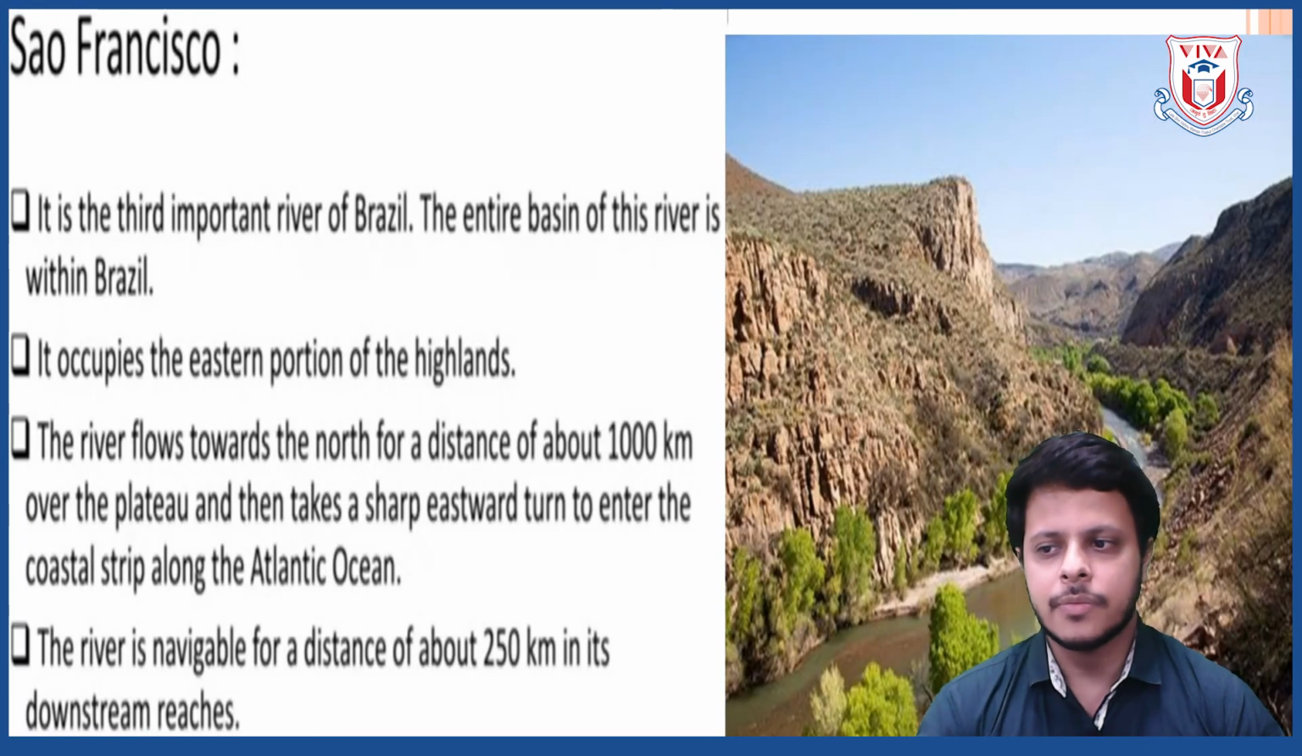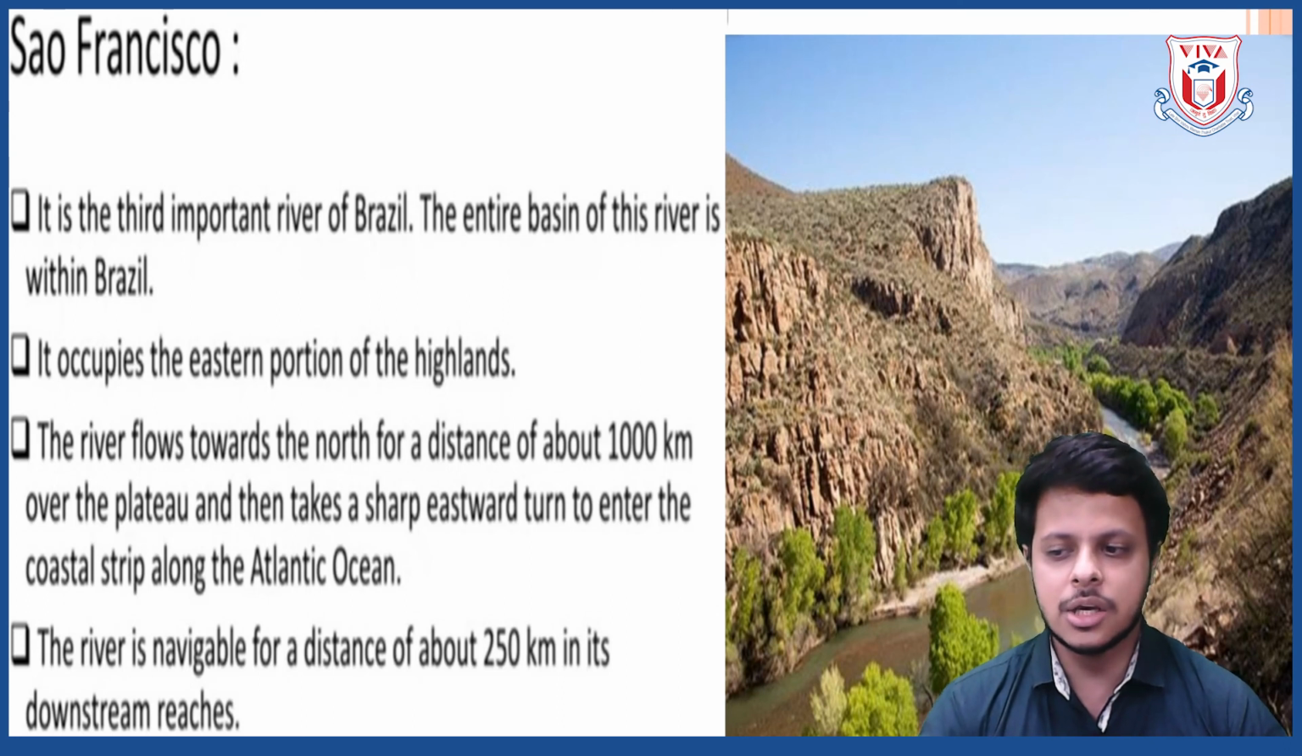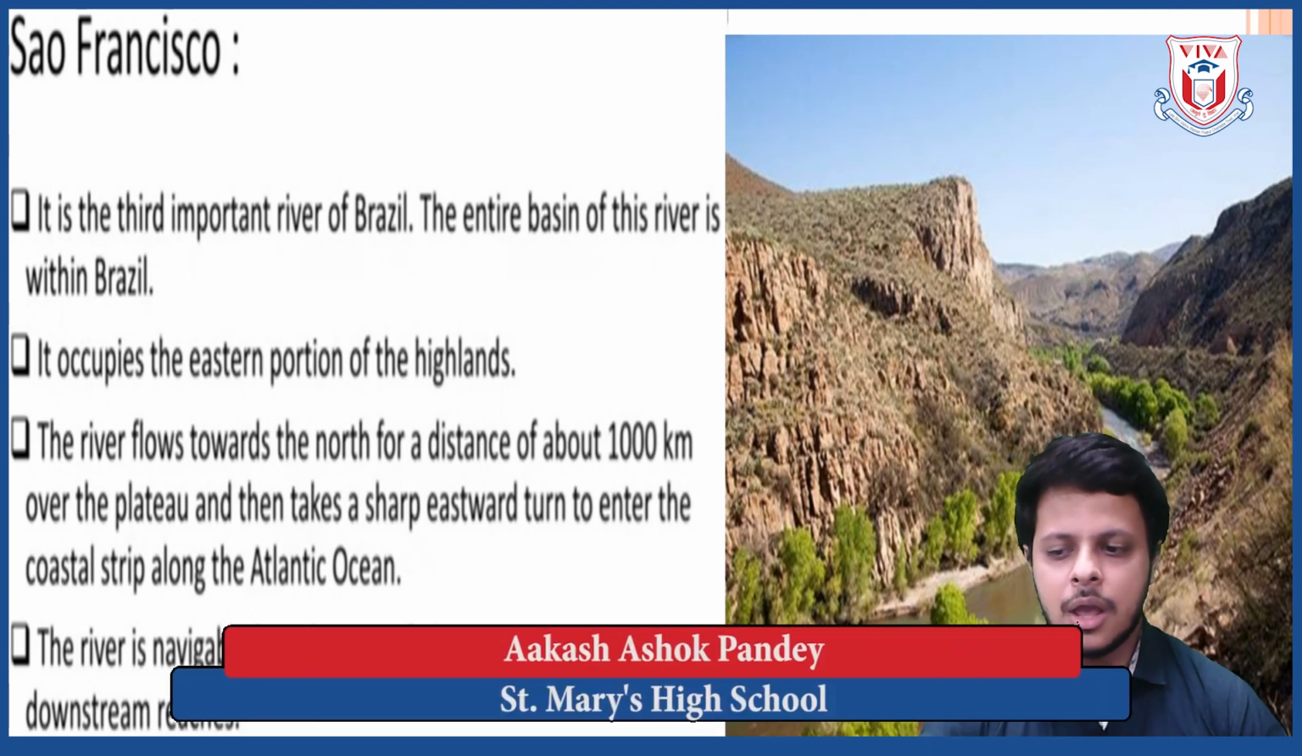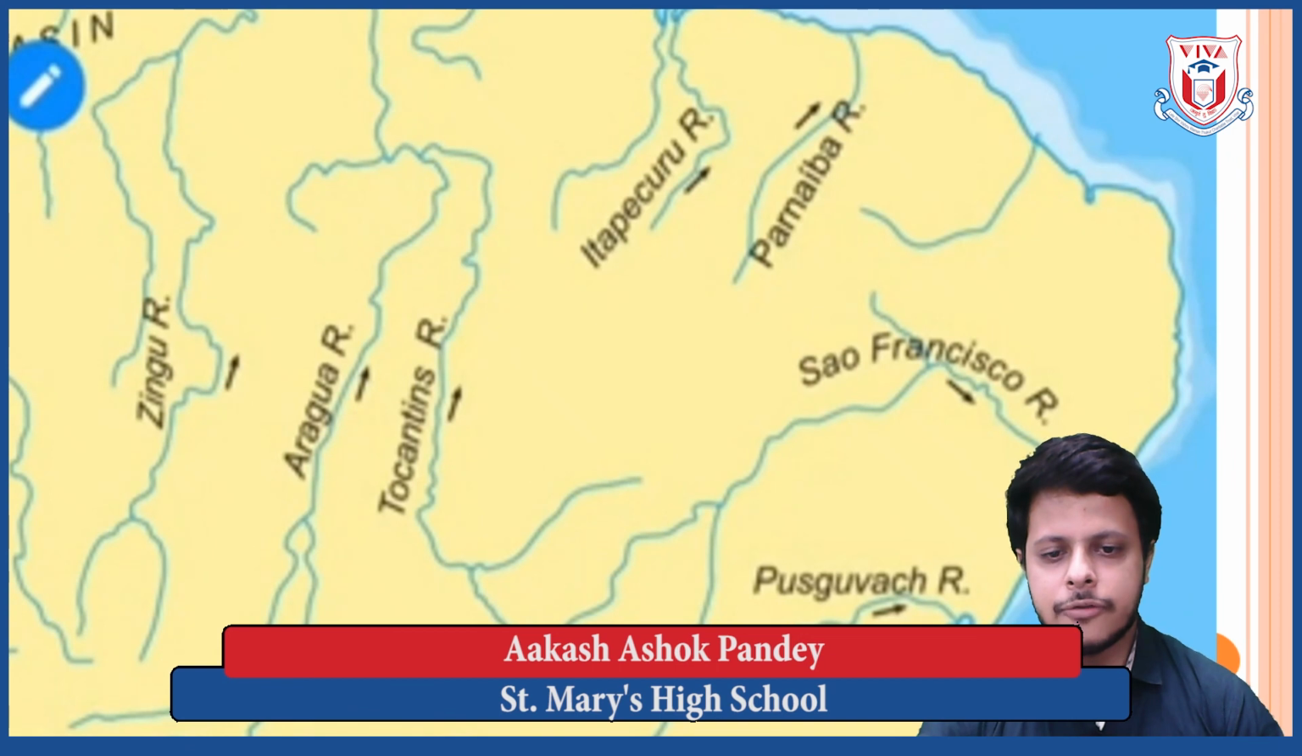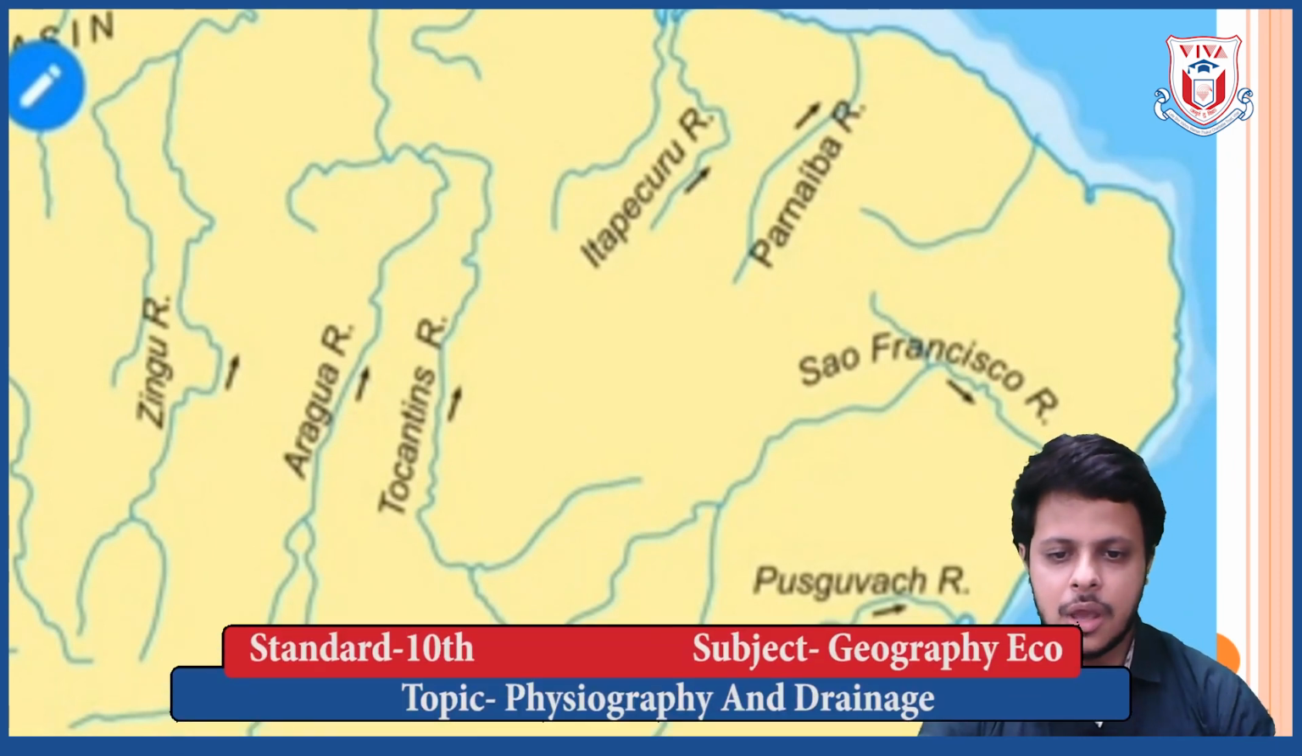São Francisco. It is the third important river of Brazil. The entire basin of this river is within Brazil. It occupies the eastern portion of the highlands. The river flows towards the north for a distance of about 1000 km over the plateau and then takes a sharp eastwards turn to enter this coastal strip along the Atlantic Ocean. The river is navigable for a distance of about 250 km in its downstream reaches. So, you can see over here São Francisco River, which happens to move towards the western side.